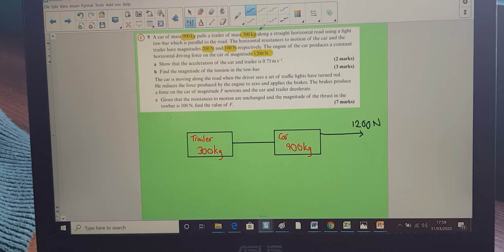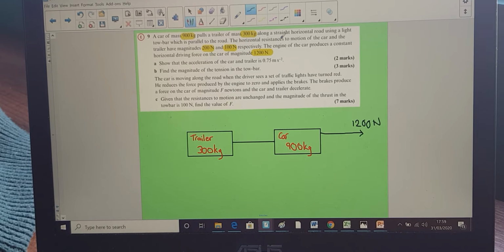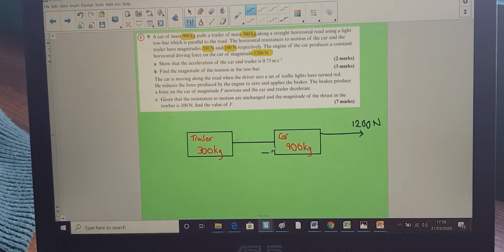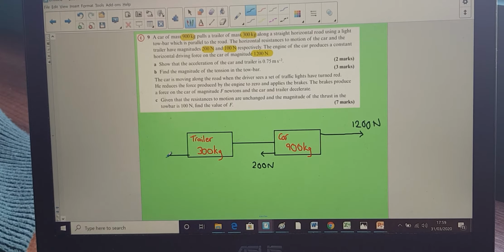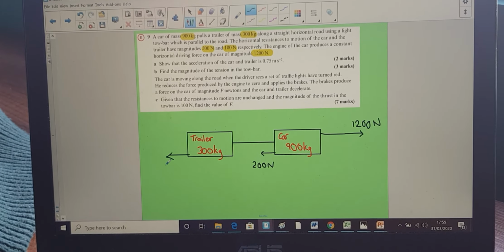What other things do I know? Let me read it again. The horizontal resistances of the car and the trailer are this and this. So the car is 200. Let's label that on. I know that the car, because it's a resistance, it's going to oppose the motion, is 200 newtons. And I know that the trailer also has a separate resistance, and that's going to be 100 newtons.